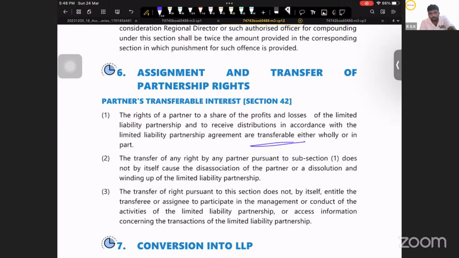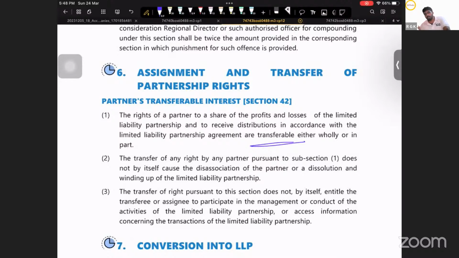The transfer of right pursuant to this section does not by itself entitle the transferee or assignee to participate in the management. He cannot participate or access information concerning the transactions of the LLP. So whatever your share rights are, can be received by such person, but he doesn't have any right to interfere in the business. He doesn't have the right to access the information of the limited liability partnership.